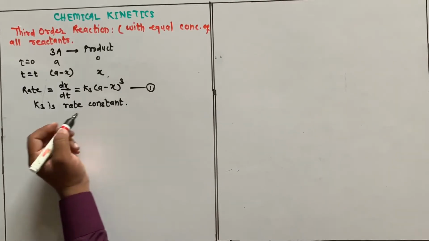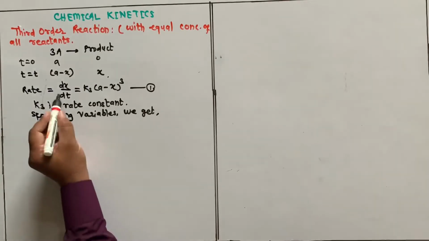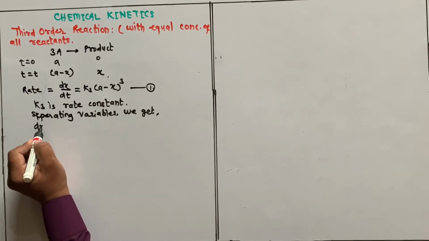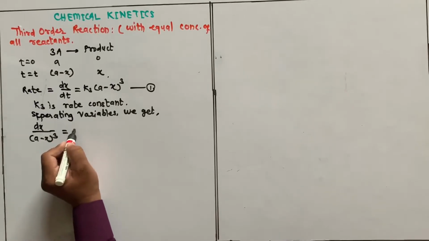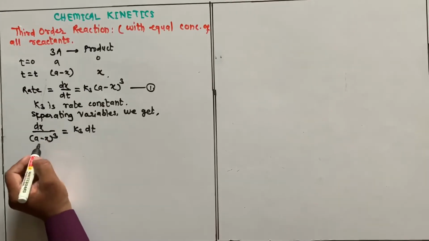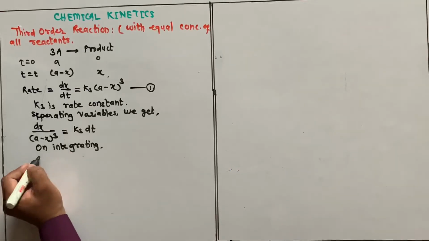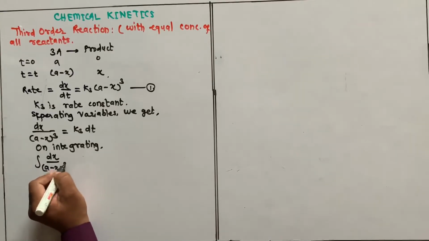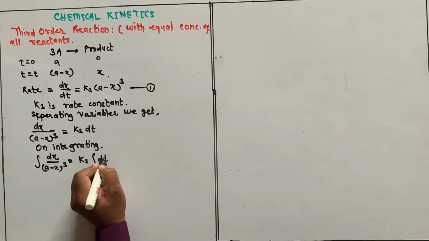Then separating variables, we get x terms towards one side and dt terms towards another side. So it is dx upon (a minus x) to the power 3 is equal to K3 into dt, and then on integrating, we get integration of dx upon (a minus x) to the power 3 is equal to K3, which is a constant, into integration of dt.